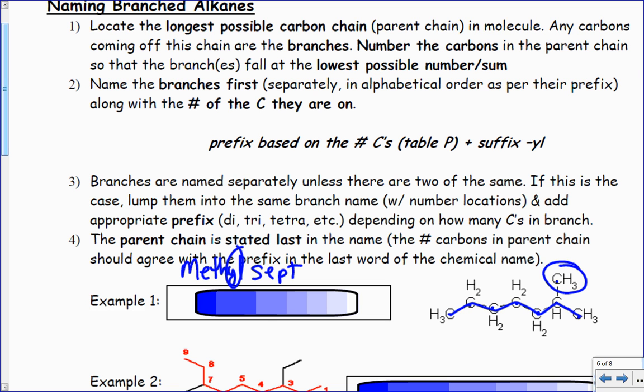And it's not sept, is it? It's hept. Come on, Mr. Milks. Have you ever taken chemistry before, Mr. Milks? Heptane. Please tell me I got it right.